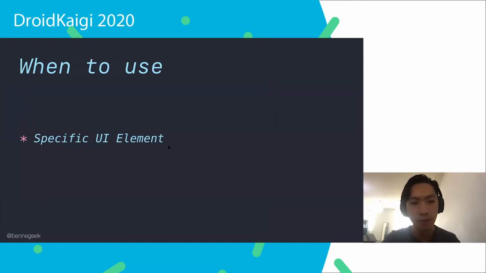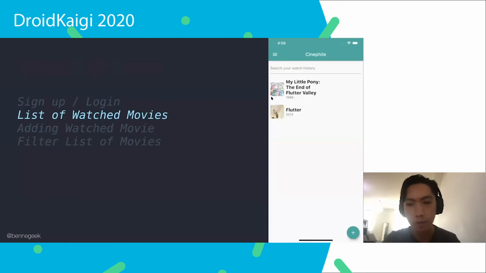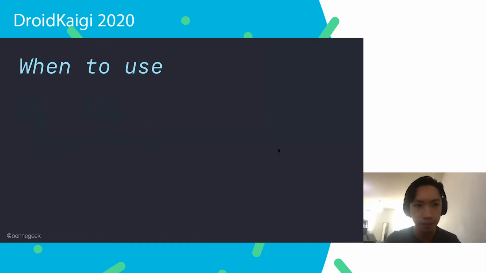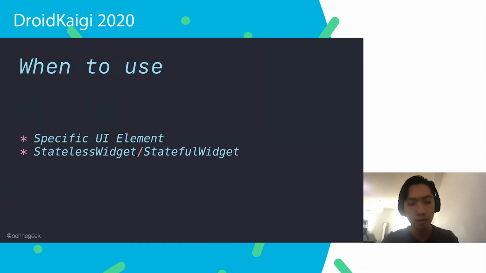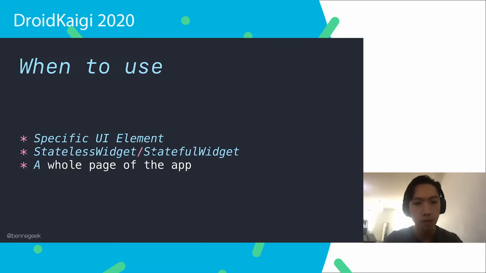First, you can test a specific UI element, for example, this row here. This is a class that I made, it is one widget. You can test that widget only, without the whole application. You can also test specifically a stateless or a stateful widget. And then you can also test the whole page of the app.